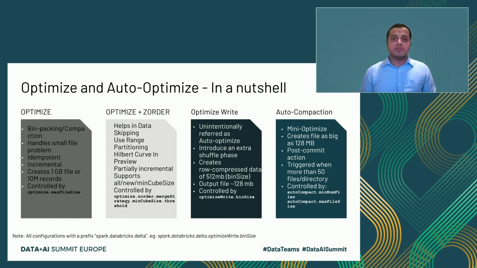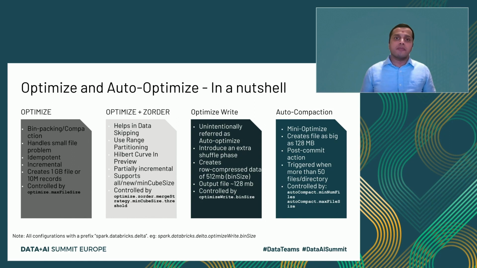We have seen some users unintentionally referring to it as auto optimize. Actually, auto optimize is a Delta feature and it has two parts, optimized write and auto compaction. So optimized write is just one part of the auto optimize feature of Delta tables.